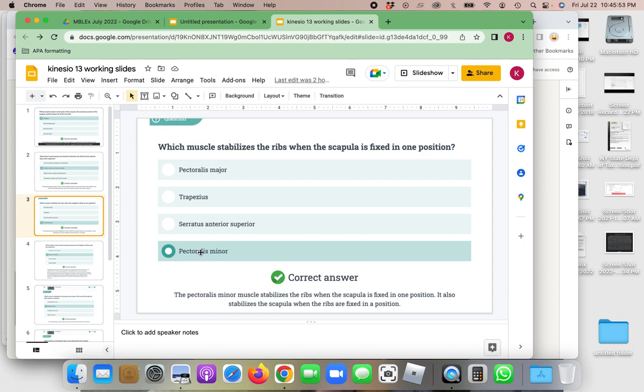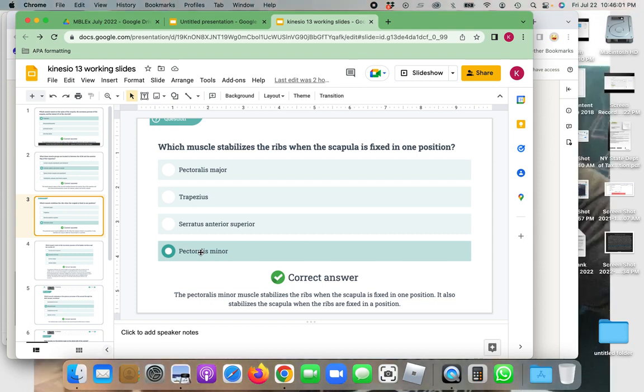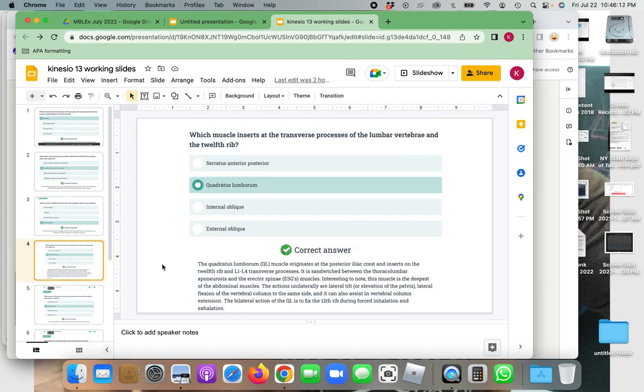The pectoralis minor, only the pec minor attaches to the ribs and to the scapula, and both moves the scapula and moves the ribs. It moves the ribs best when the scapula is fixed upward by the upper trapezius, and you take a deep breath into the upper chest. I hope that's helpful. Which muscle inserts at the transverse processes of the lumbar vertebra and the 12th rib?